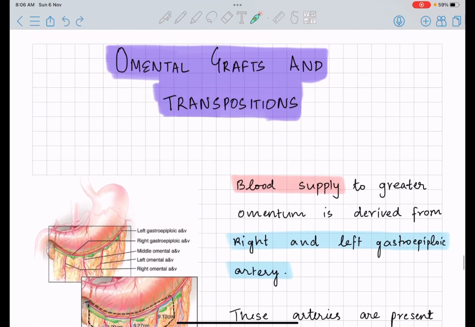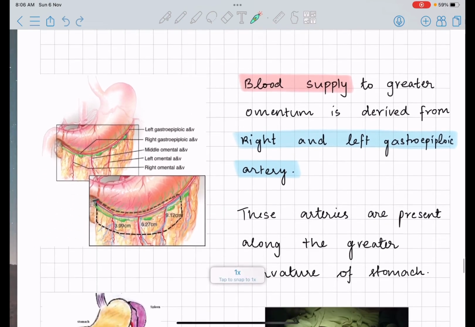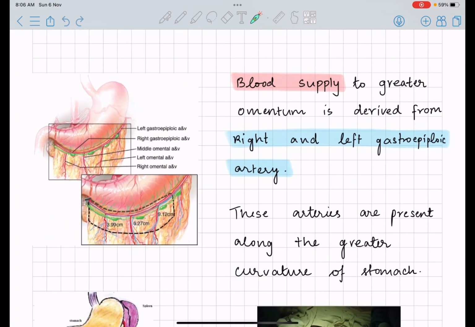Coming to omental grafts and transpositions. The blood supply of the greater omentum is derived from the right and left gastroepiploic arteries, which are present along the greater curvature of the stomach. So these are the right and the left gastroepiploic arteries. They give out the left, middle and the right omental arteries. They also give out various vasa recta to the stomach.